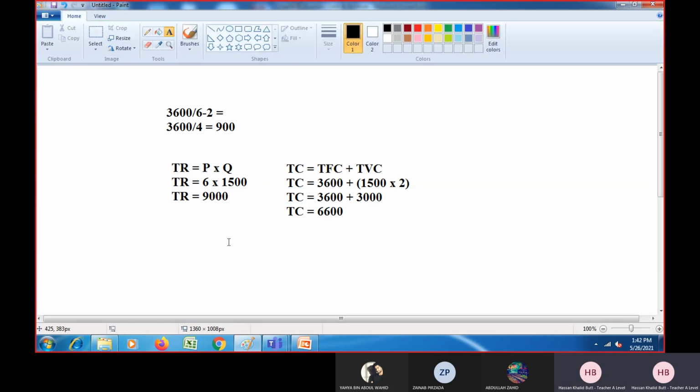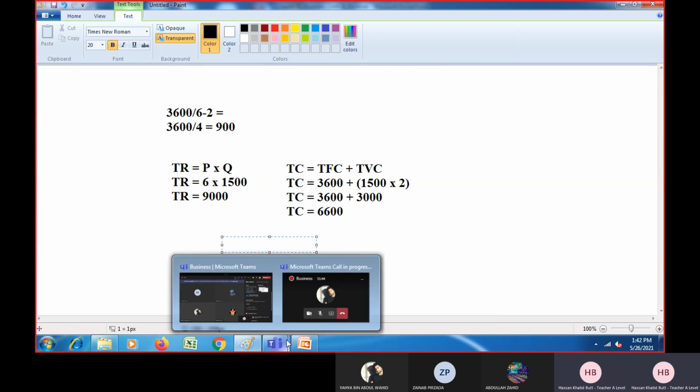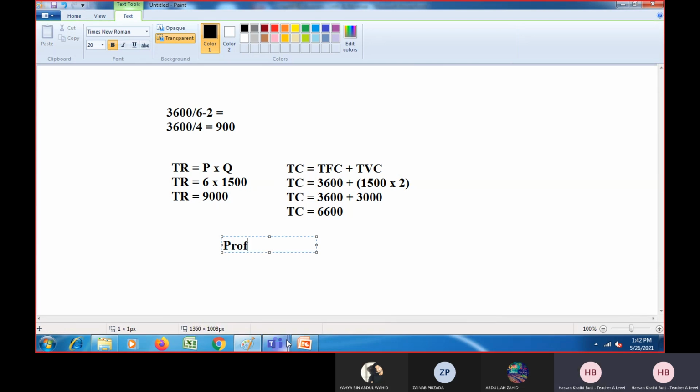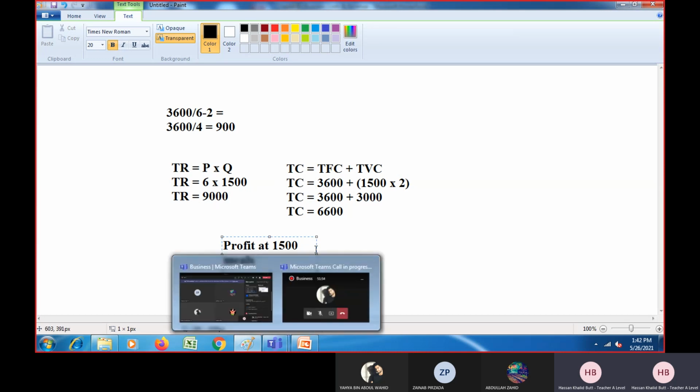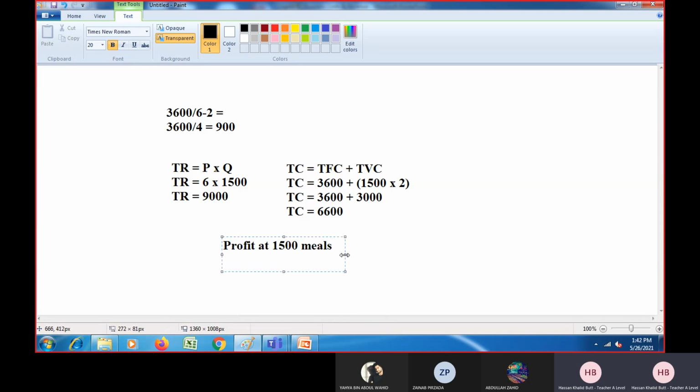Right. Okay, now we need to find out the profit. So profit at 1500 meals, because it's a restaurant, so we are not saying output, we are saying meals. Okay, because their output is meals, simple as that. So you know the formula, profit, that is total revenue.